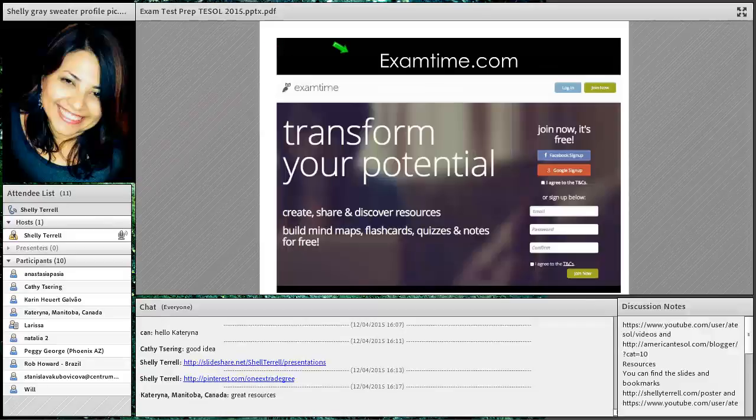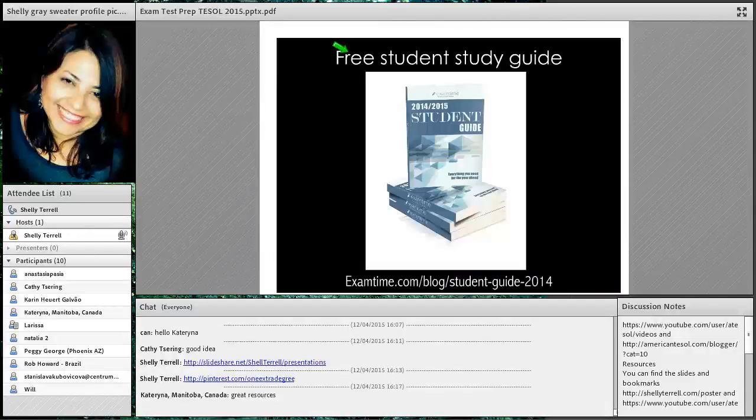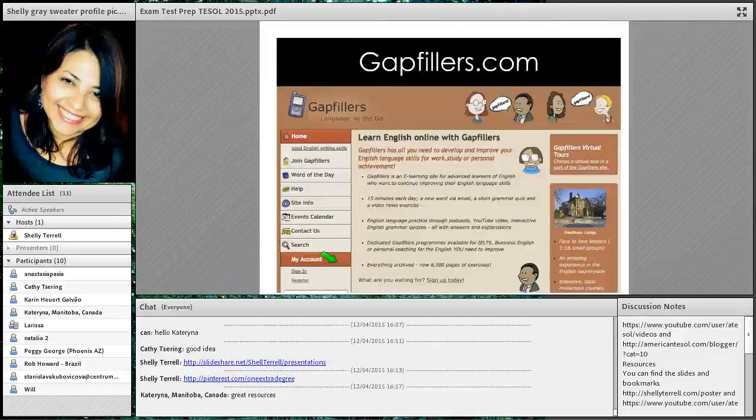Another resource is Exam Time, examtime.com. Your students have to sign up for it, but it has where they can build mind maps, flashcards, quizzes and notes, and of course prepare them for different exams, even exams that you have inside the classroom. So it really does give them a different way to visualize the exam. And they have a free student guide, so on Exam Time, if you do a search, you'll be able to find that student guide and your students can have some free test or exam strategies.